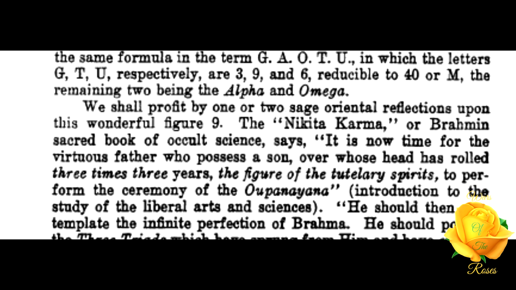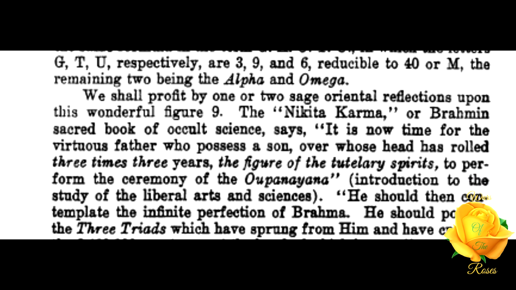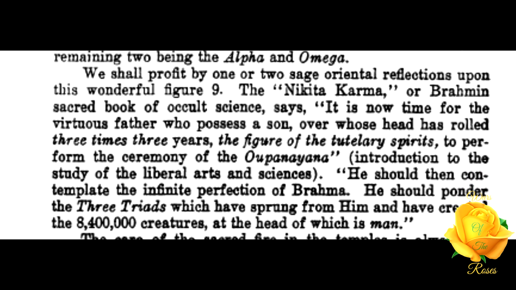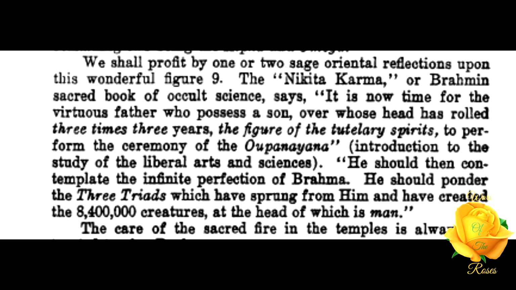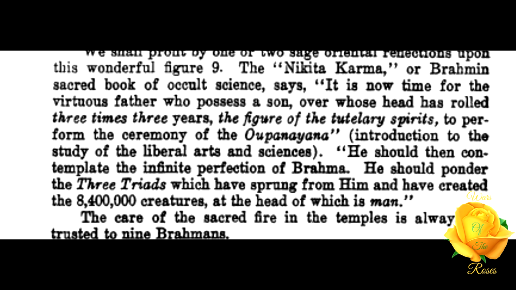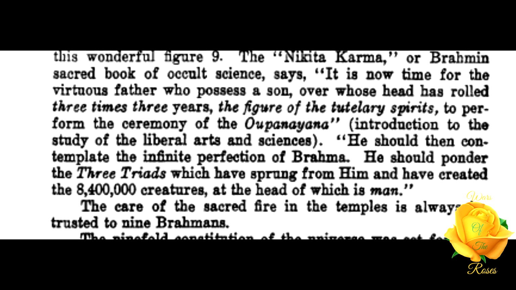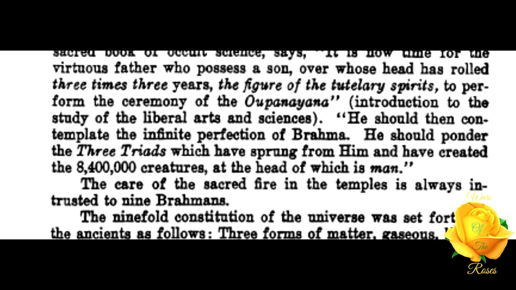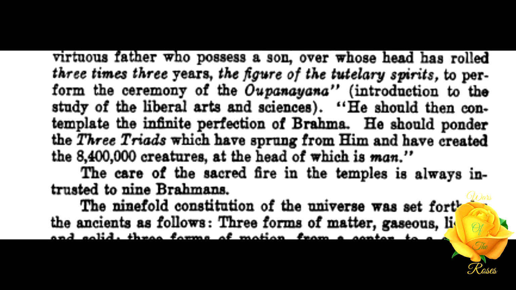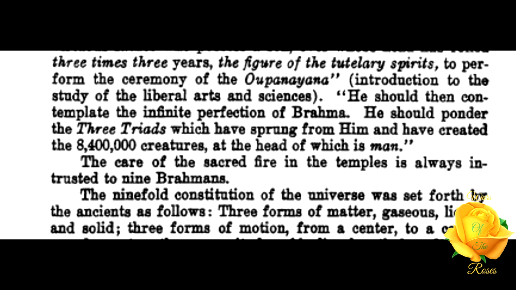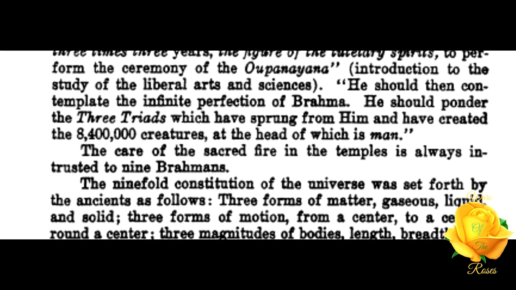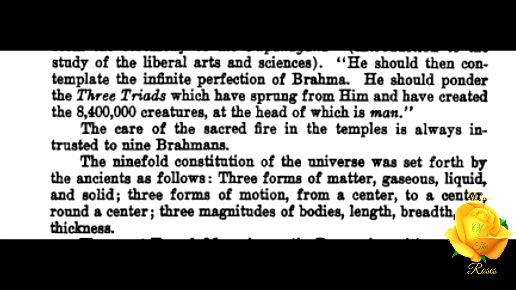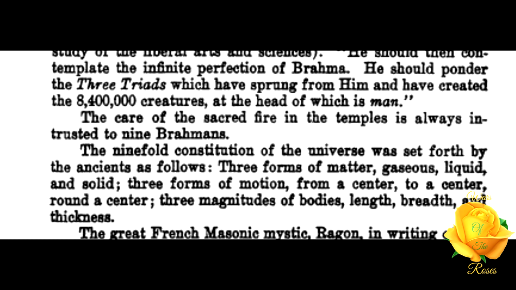We shall profit by one or two stage Oriental reflections upon this wonderful figure 9. The Nikita Karma, or Brahman, sacred book of occult science says, "It is now time for the virtuous father who possesses a son over whose head has rolled 3 times 3 years, the figure of the tutelary spirits, to perform the ceremony of the Upanayana, which is the introduction to the study of the liberal arts and sciences. He should then contemplate the infinite perfection of Brahma. He should ponder the 3 triads which have sprung from him and have created the 8,400,000 creatures, at the head of which is man."